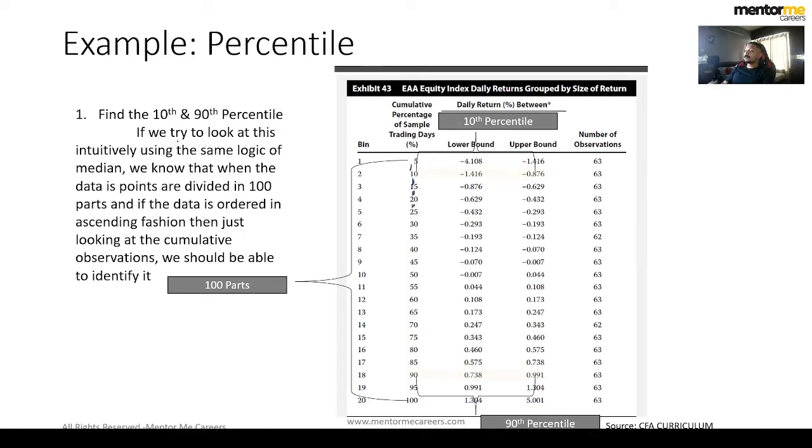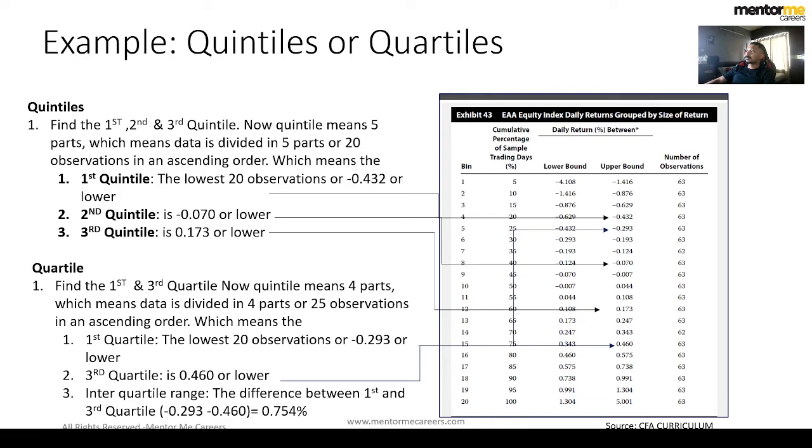Now if you were to look at this data in terms of percentiles, then basically you have 100 parts of the data, right? So if you look at the 95th percentile section, this is my 95th percentile section, and this is my 90th percentile. So it's a range, right? The lower bound is 0.738 and the higher bound is 0.991. So that's the concept of a percentile. Now let's move into quantiles.